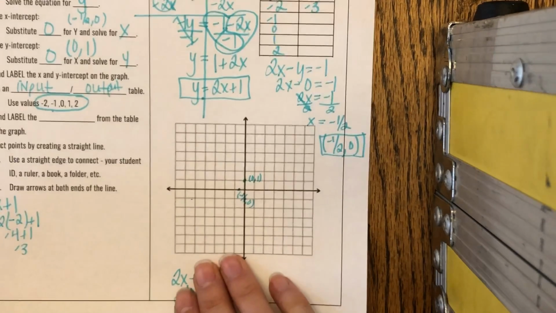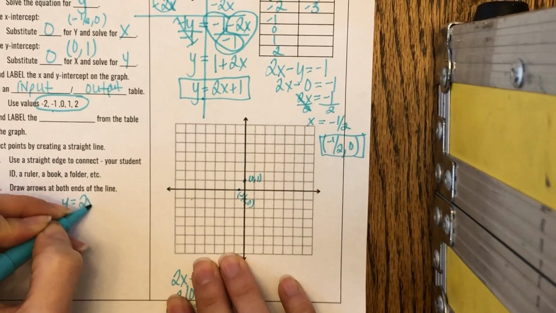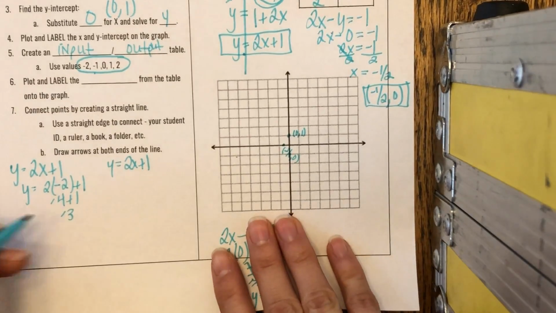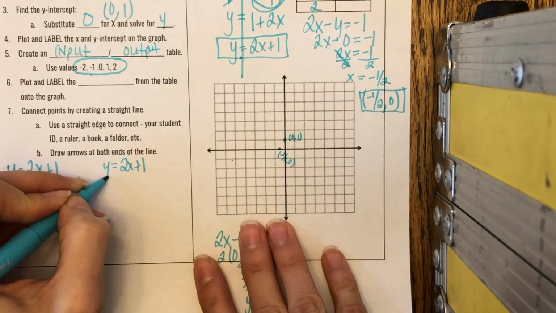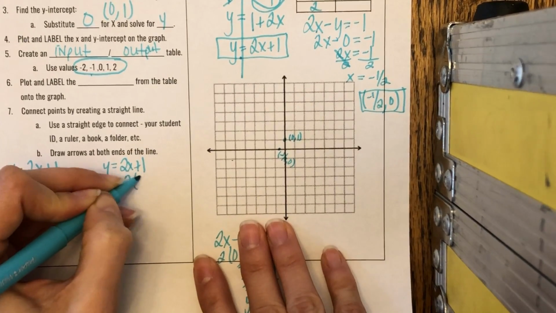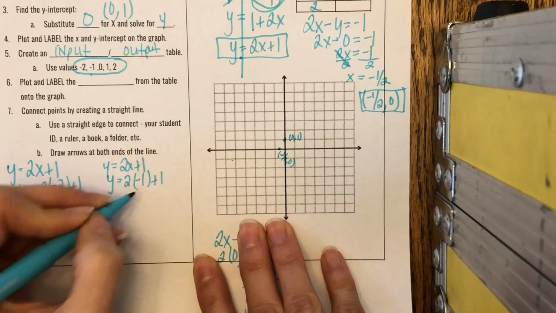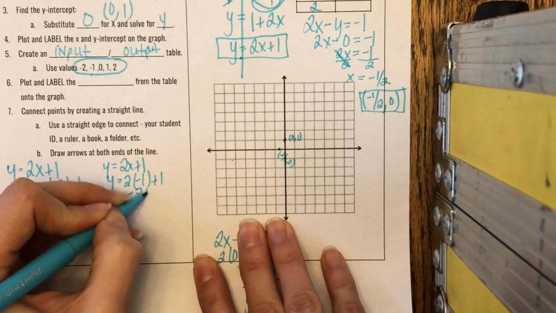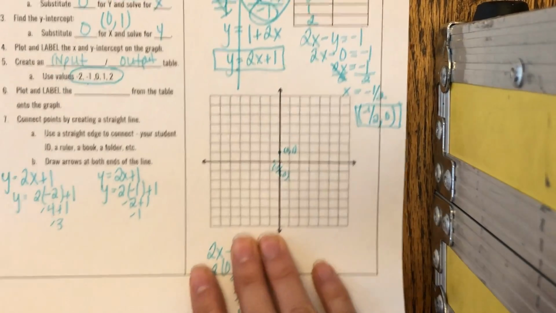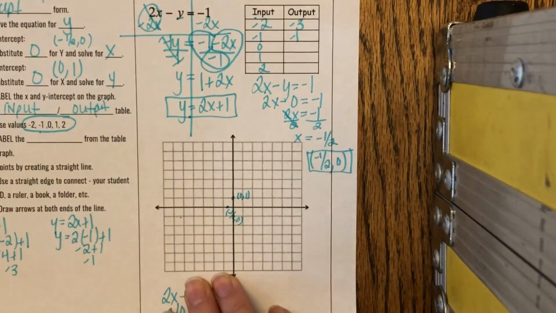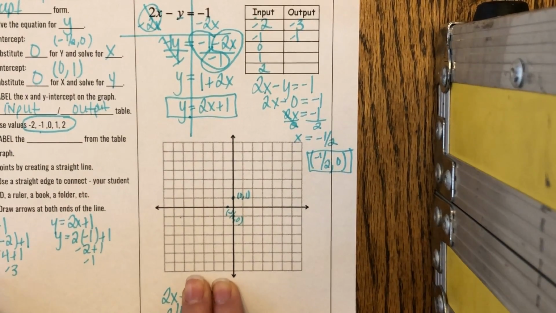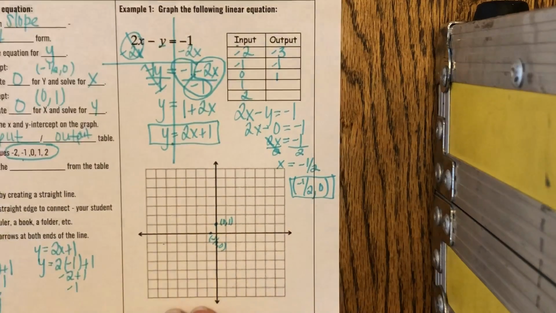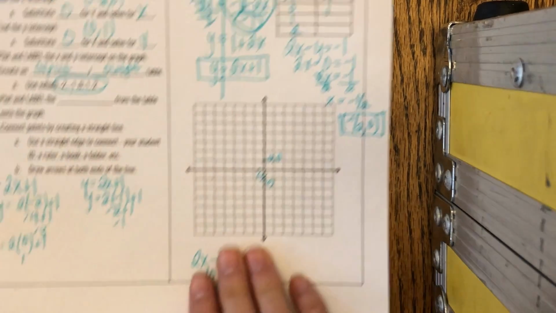And let's do the same thing for the other. So y equals 2x plus 1. Then I'm going to substitute my value of -1, so y equals 2 times the quantity -1 plus 1. 2 times -1 is -2. -2 plus 1 is -1. Moving on. Y equals 2 times the quantity of 0 plus 1. 2 times 0 is 0, plus 1 is 1. So 0, 1 in my input-output table.